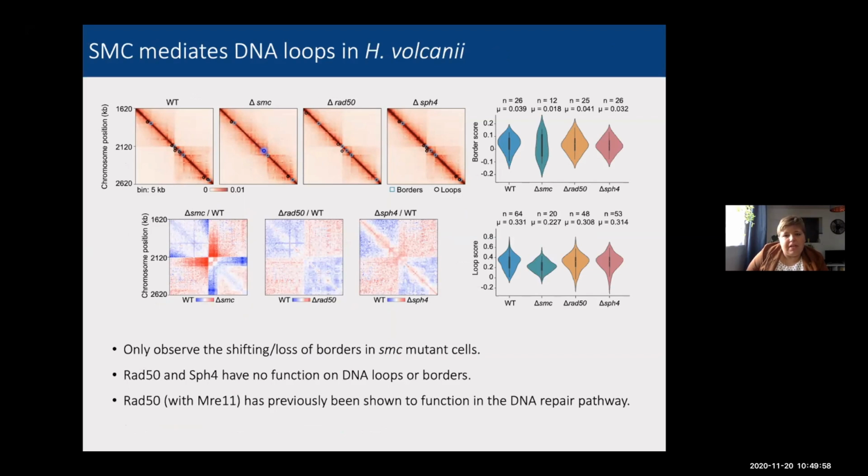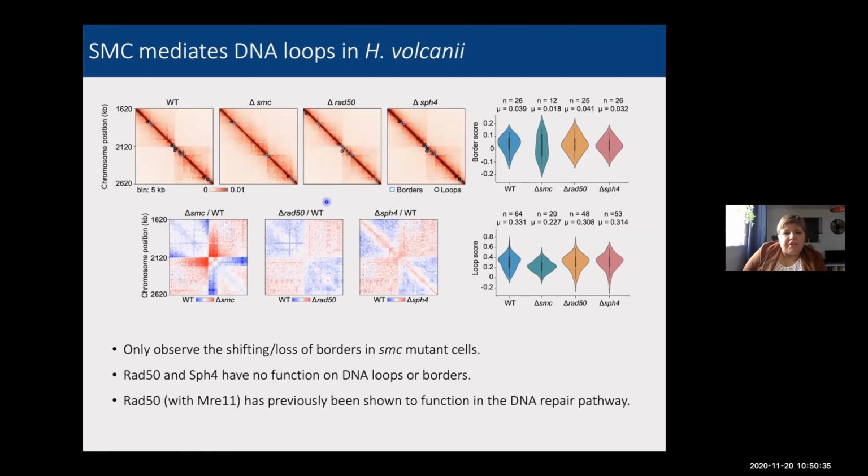What we do see with the SMC, however, like transcription, is a loss of chromosome borders. And so again, we've used Chromosight to detect and quantify those. And we see that in SMC mutant cells, we lose both the borders and the loops, but we do not see the same loss in either the RAD50 or the SPH4. It wasn't super surprising for RAD50 because it's previously been shown to work with Mre11 in DNA repair in these cells. And so it seems that maybe in Haloferax volcanii, the only true SMC is SMC.